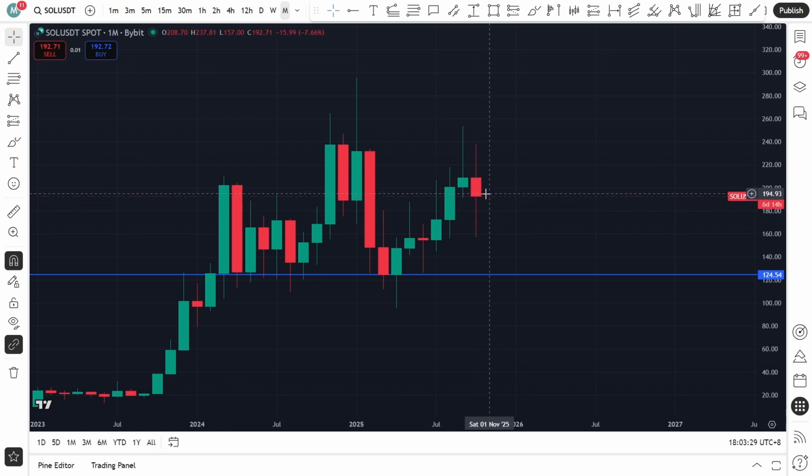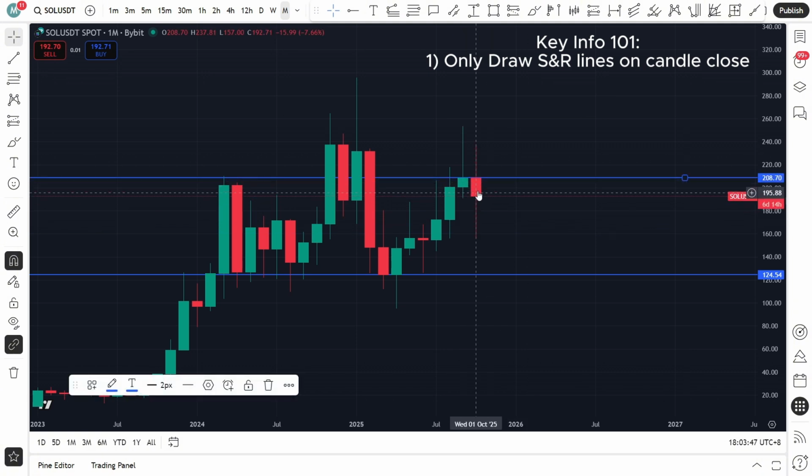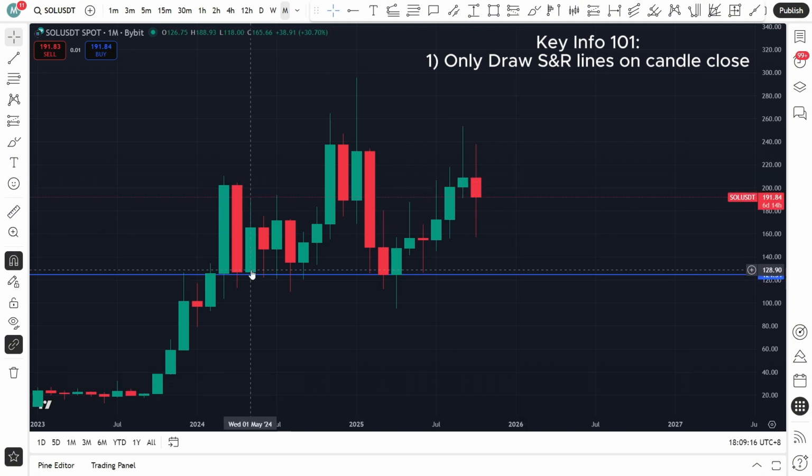If the current candle is still forming, like this candle on the monthly, do not draw a support or resistance line based on this candle yet. Wait for the candle to close. Only confirmed candles give reliable structure for levels. So I do not draw a line here because this candle is still forming. So for the valley, this is the only support line I'll draw. For the peak, I will not draw a resistance line here because the candle hasn't been completed.